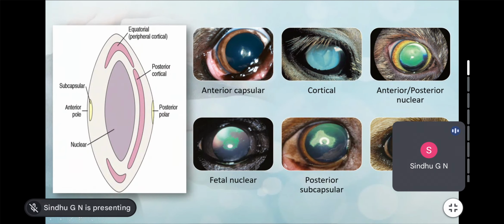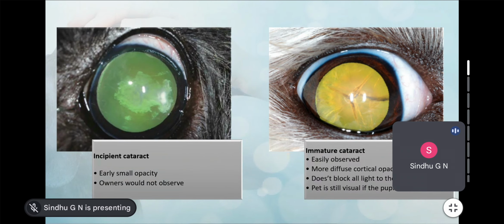Then, based on the stage of cataract development, the incipient cataract is the early small opacity in the lens. Most of the time, pet parents will not even notice that. Even we won't notice that unless we go for a dedicated ophthalmic examination because the pet is able to see. Then comes the immature cataract, which is easily observed and it will be more diffuse and the pet will still be visual because it doesn't block the light to the fundus.